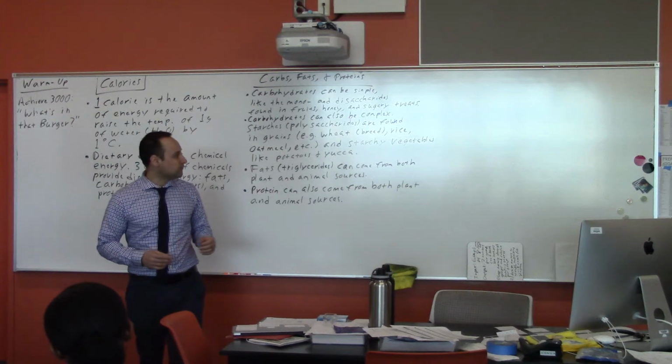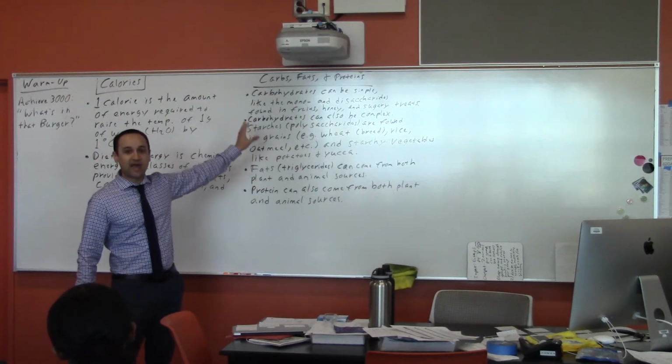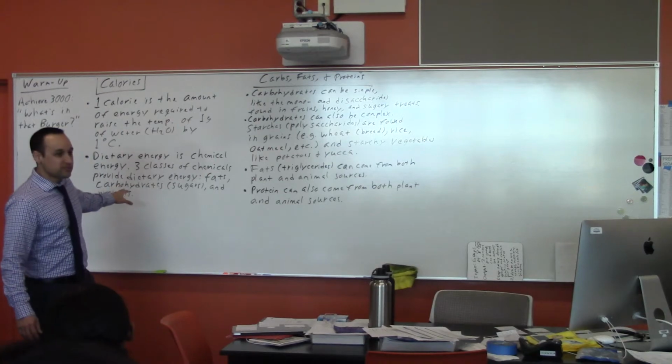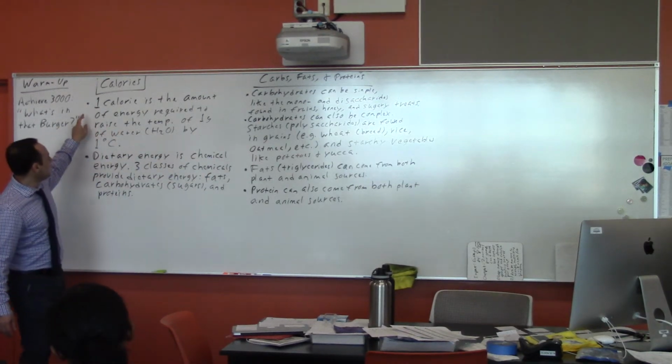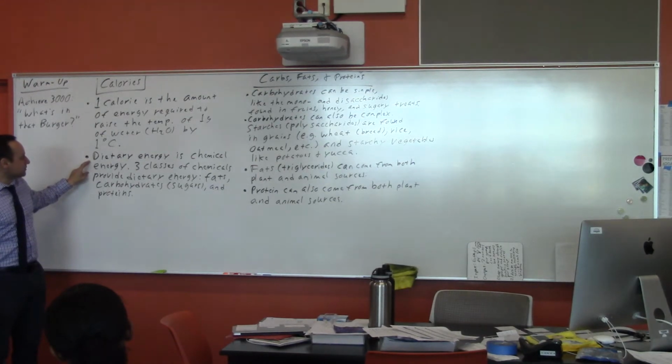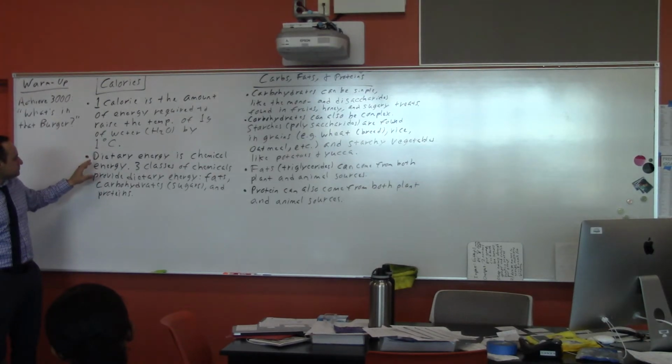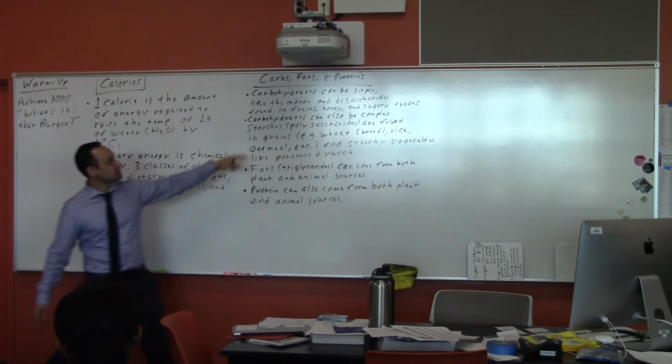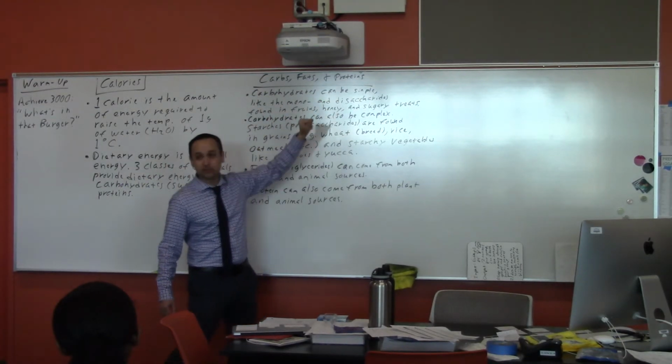So that's all for today. I just want you to understand these facts about calories. I want you to understand that the calorie is a unit of thermal energy, all right? But it's also used to measure dietary energy. And dietary energy comes from 3 classes of chemicals: the carbohydrates, the fats, and the proteins.